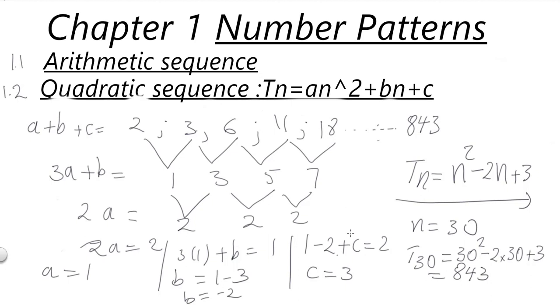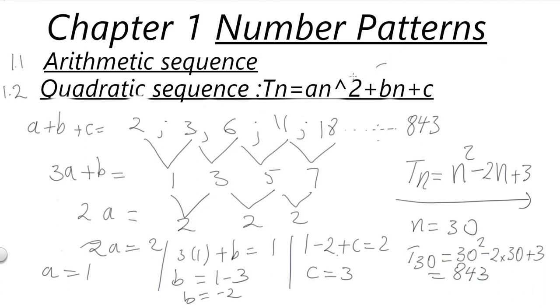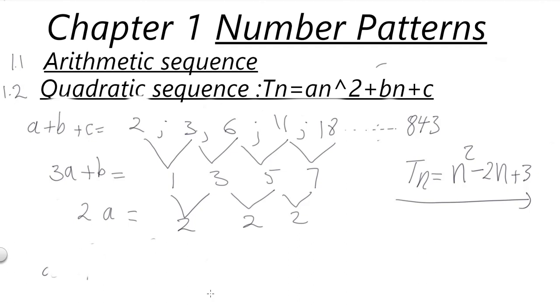All right. Now we can continue with our quadratic. So I want us to look at T now. Now we have T30. Okay. So we found that this number, which is 843, is in the position of the 30th term. So can we find T31? T31. There we go.